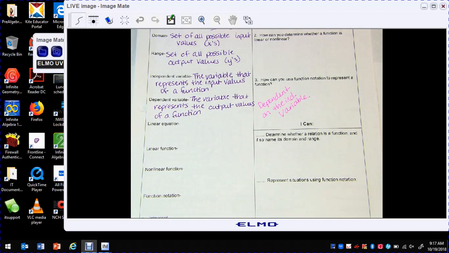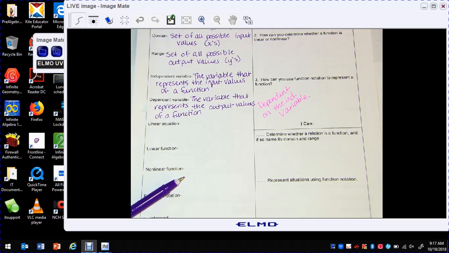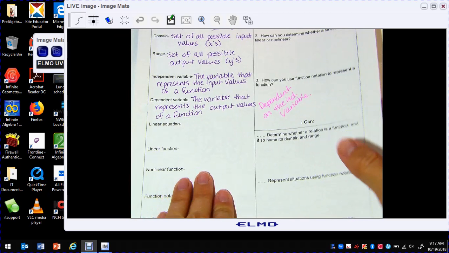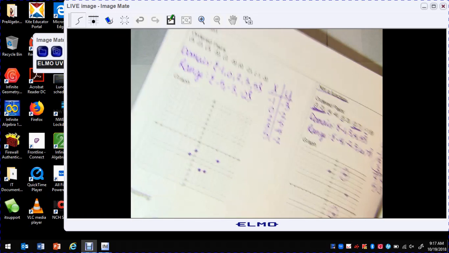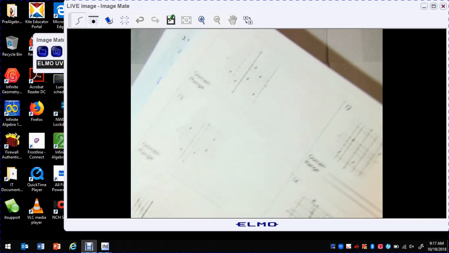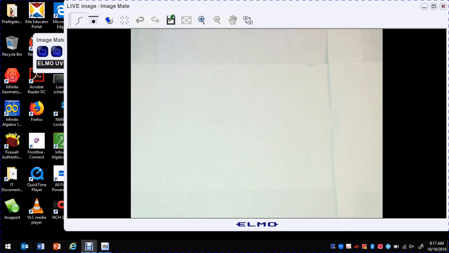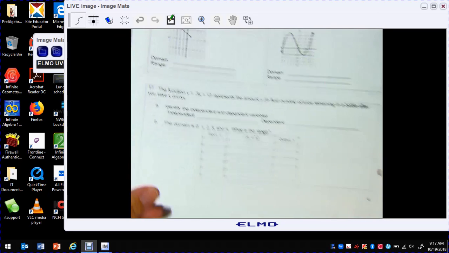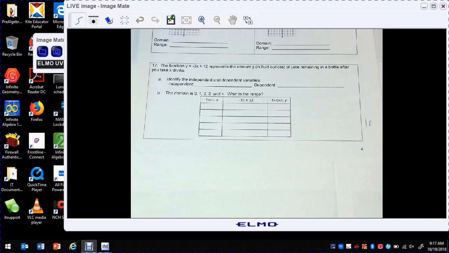Okay, so then we're going to go to the independent, dependent variables. Okay, so we're going to look at number 17 here. Go to your number 17 in your notes packet.